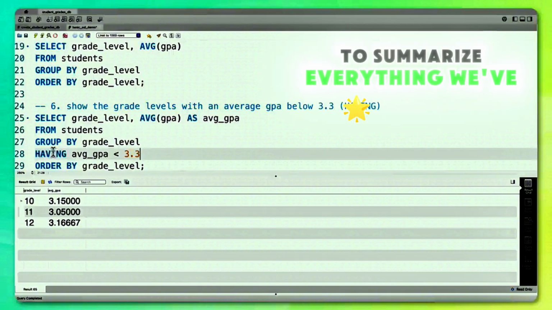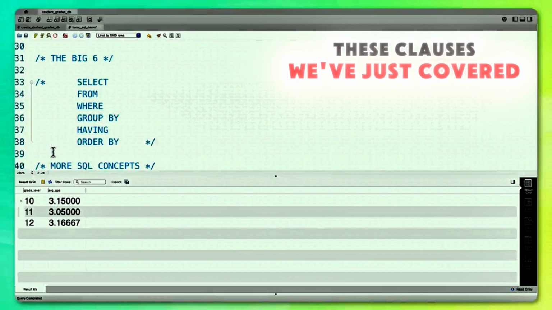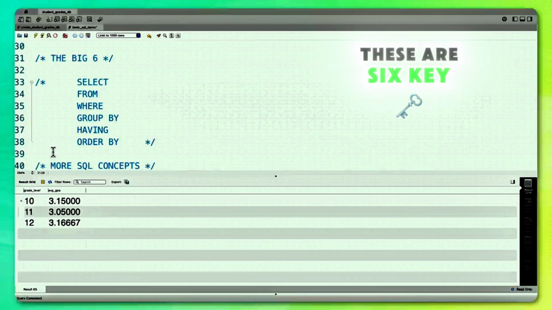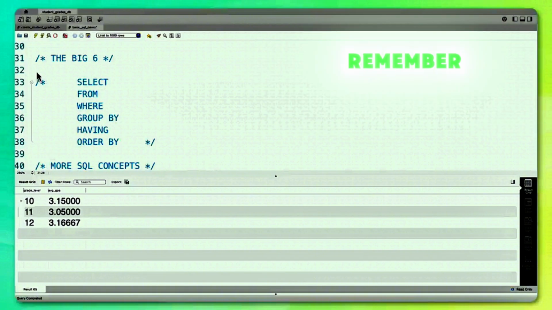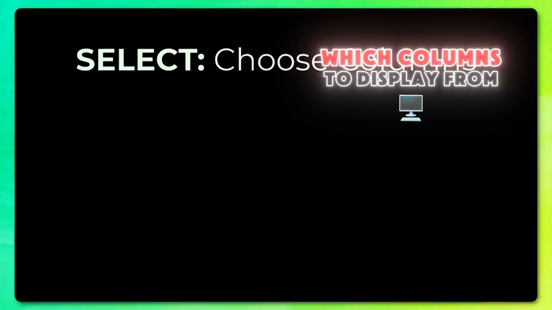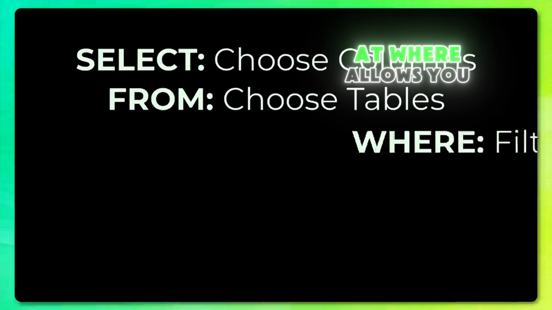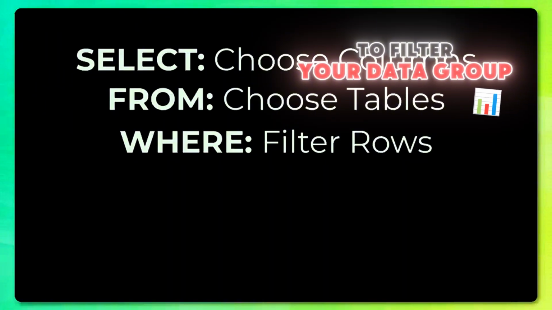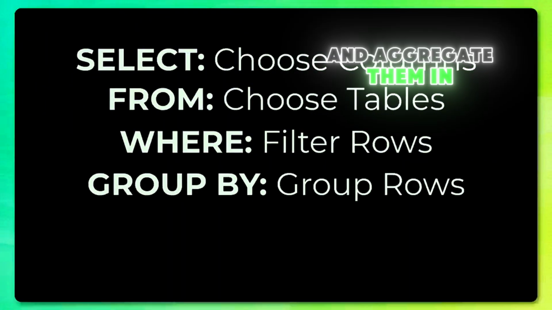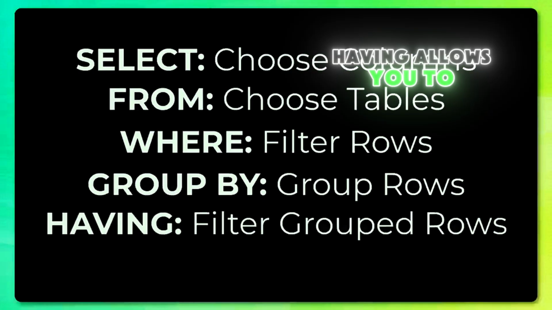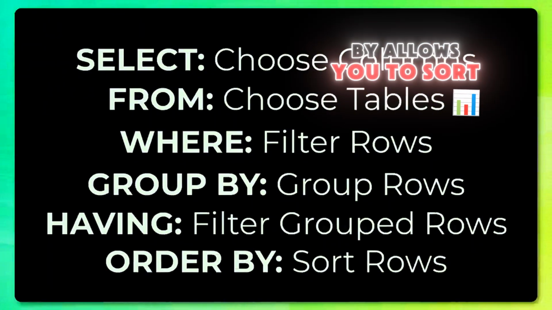To summarize everything we've gone through so far, we're going to call all these clauses we've just covered the big 6. These are 6 keywords that you're going to be using again and again when writing SQL code. Remember, select lets you choose which columns to display. From allows you to choose which tables you're looking at. Where allows you to filter your data. Group by allows you to group rows of data within your table and aggregate them in some way. Having allows you to filter your group by data. And then finally, order by allows you to sort your data.